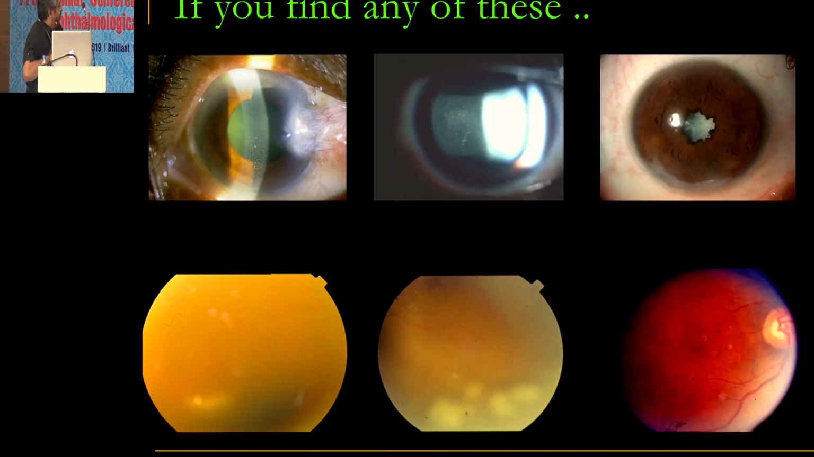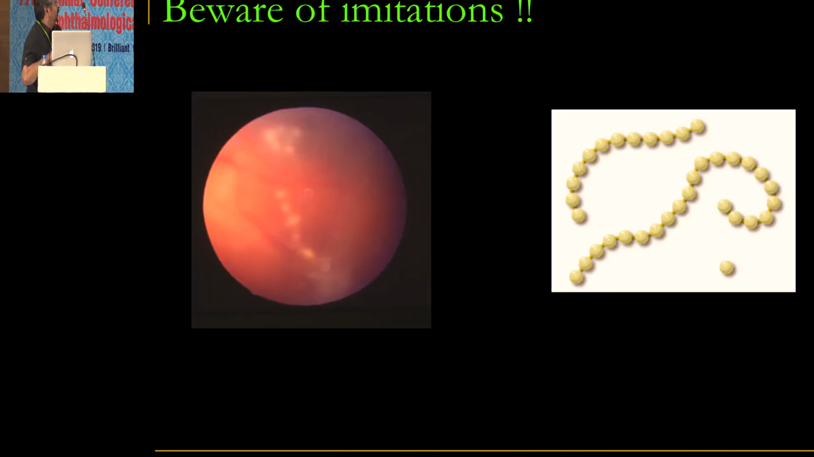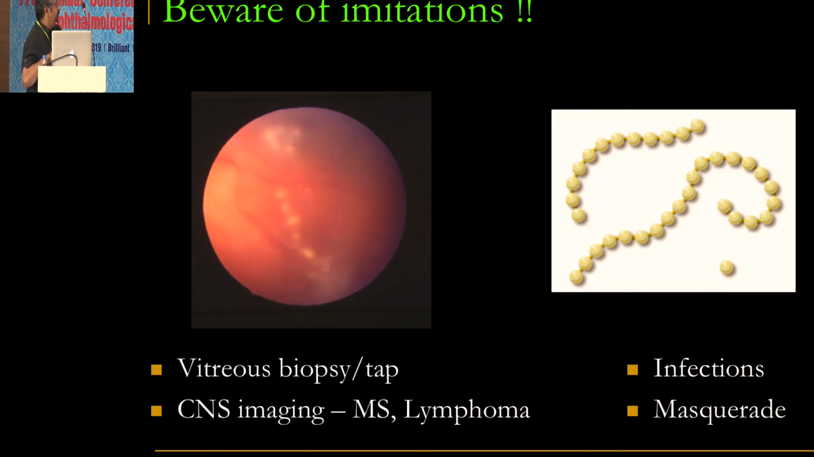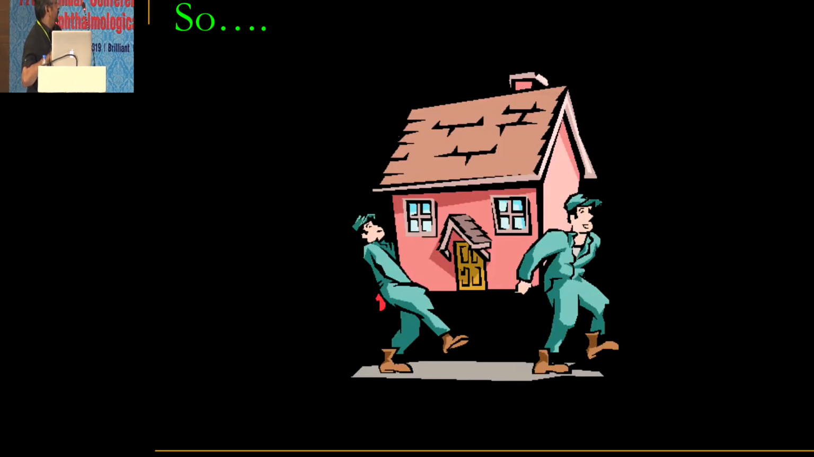So if you find any of this, vitreous exudates, cystoid macular edema and all that, you are dealing with a patient of intermediate uveitis. And always remember, beware of imitations. Think of infections or masquerade. Basically, CNS imaging sometimes is required for multiple sclerosis or lymphoma.